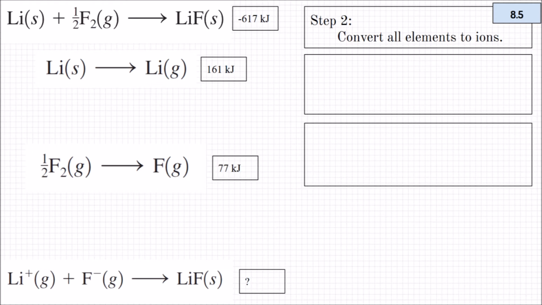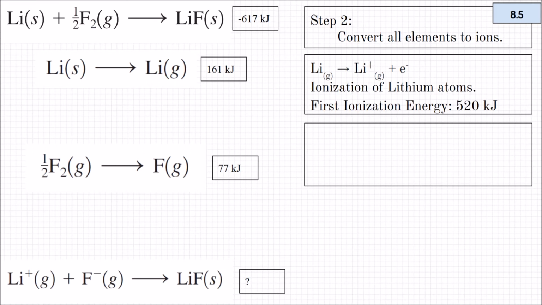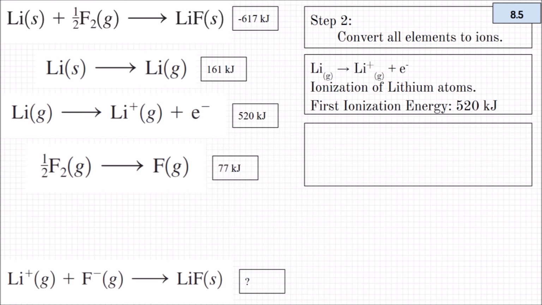Step 2 is to convert these gaseous 1 mole elements to their ionic form. Lithium is in group 1, it tends to lose an electron to become a cation. This is the ionization of lithium, and the first ionization energy of lithium is 520 kilojoules per mole. Now we add that equation to the processes, and it has an enthalpy of 520 kilojoules per mole.